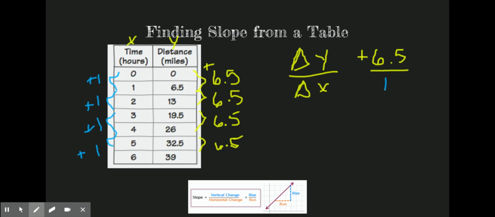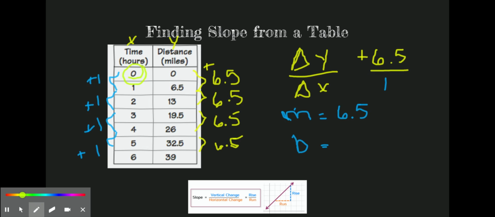So if I want to find my slope from this table, m is equal to 6.5 over 1, or 6.5. What's the y-intercept? Remember, I said the y-intercept is what happens when x is 0. Well, I have that right here in my table. Here x is 0. What happens when x is 0? Y is also 0. So my y-intercept is 0.